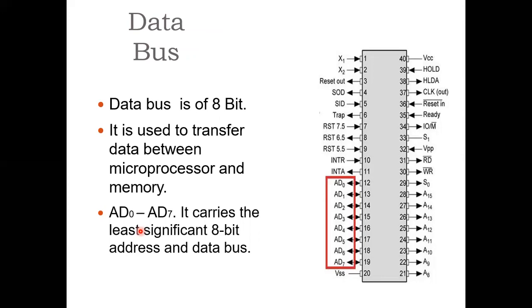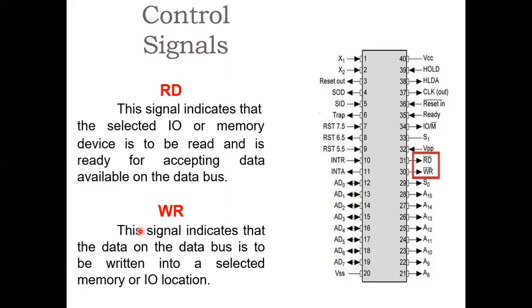Then control signals. So there are read and write. Already we said RD bar like that. If it is active low, if it is 0 it will be enabled, and if it is 1 it will be disabled.